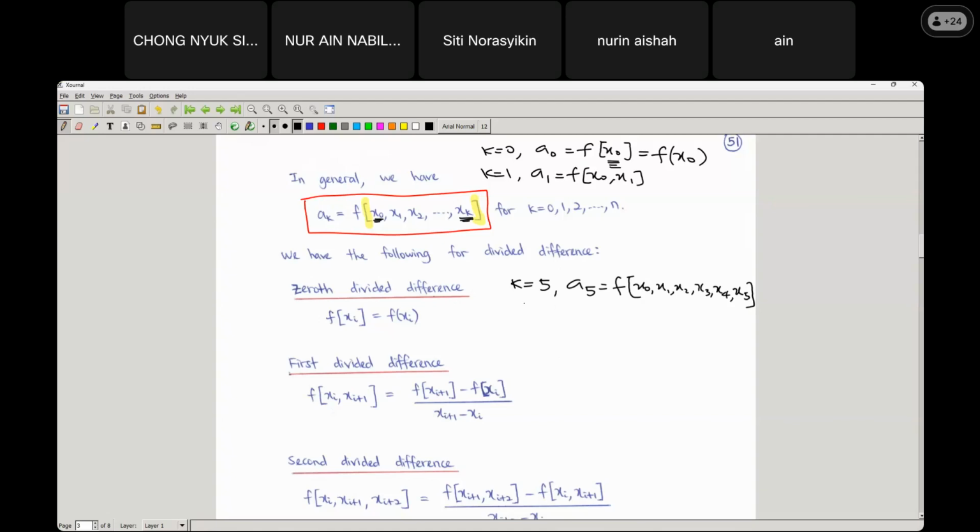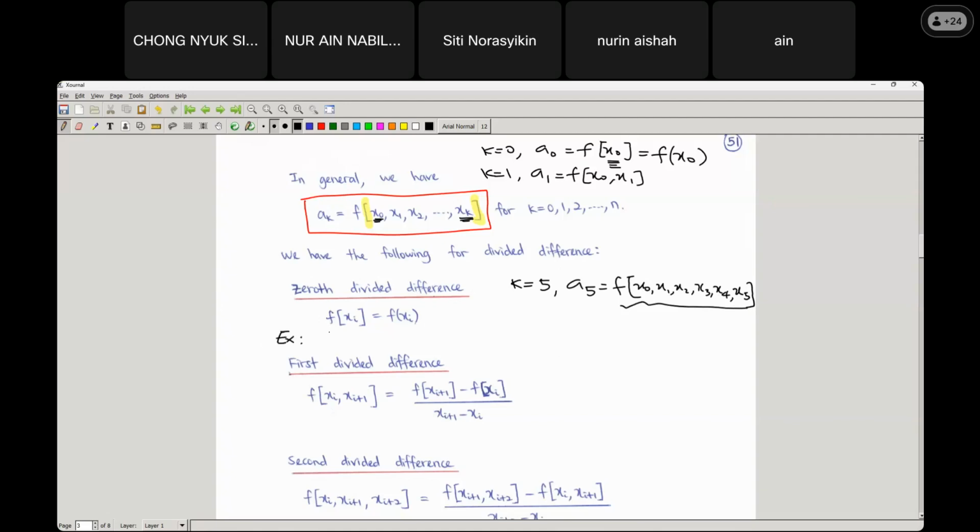All right. Now, what is the general formula for the divided difference function f? For the zero divided difference, zero means that you have only one term, so f[xi] is equal to f(xi).